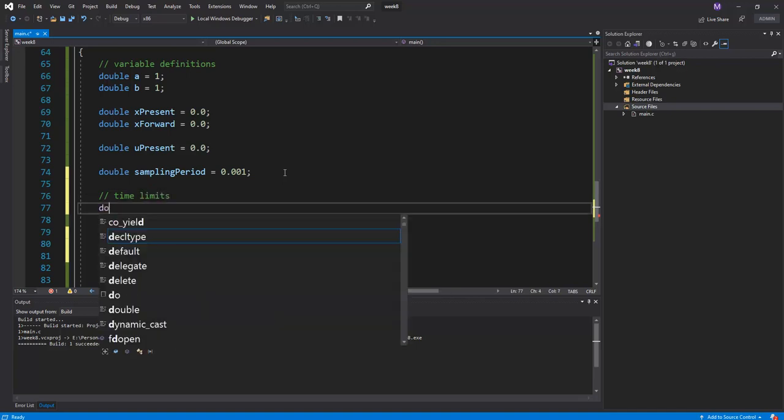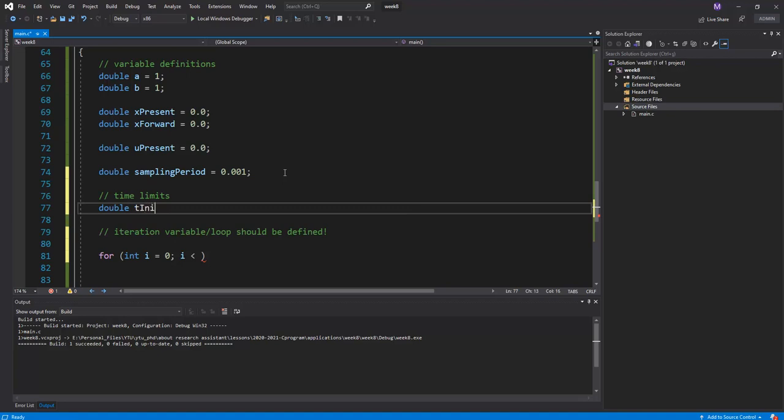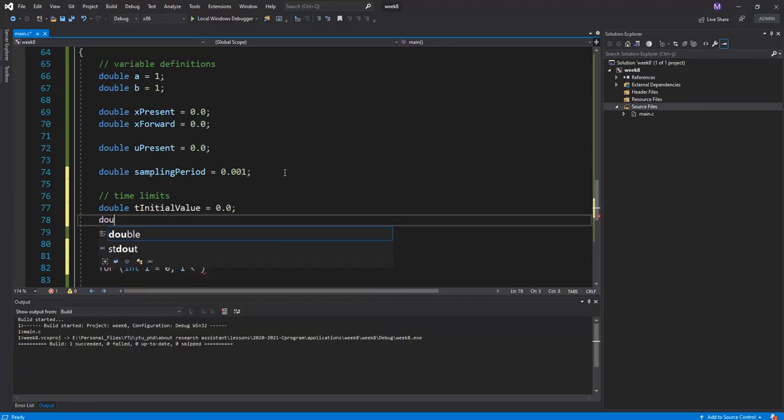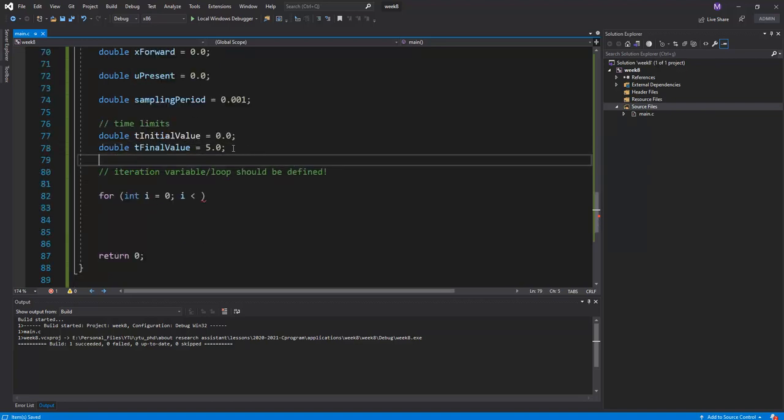In the time limits, we should define the t initial value as 0.0. And so in the iteration variable, the t final value should also be given in here, like 5 seconds. And so this code solves the equation with respect to the time with the range of what? T initial value 0.0 to t final value 5.0. And so 0 seconds to 5 seconds is calculated in this code.